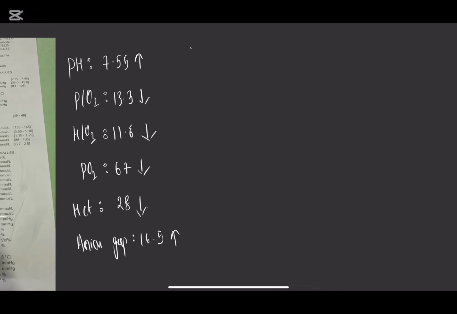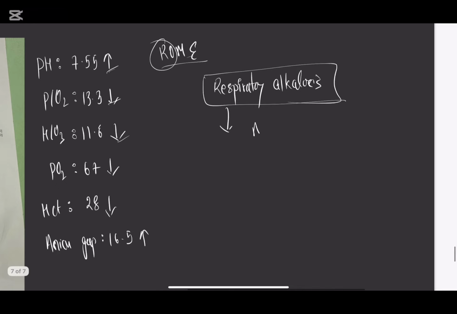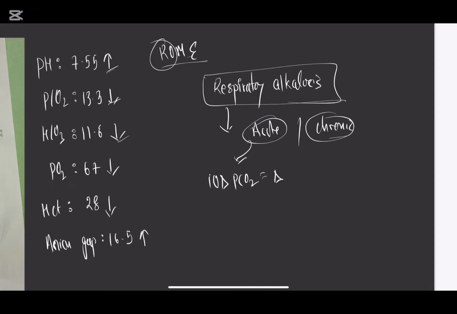Now let's see, according to ROME, they are in opposite directions. So it's respiratory alkalosis. For respiratory alkalosis, we should know if it is acute or chronic. We have a formula: for every 10 change in PCO2, the pH will change by 0.08 for acute, and for chronic it changes by 0.03.